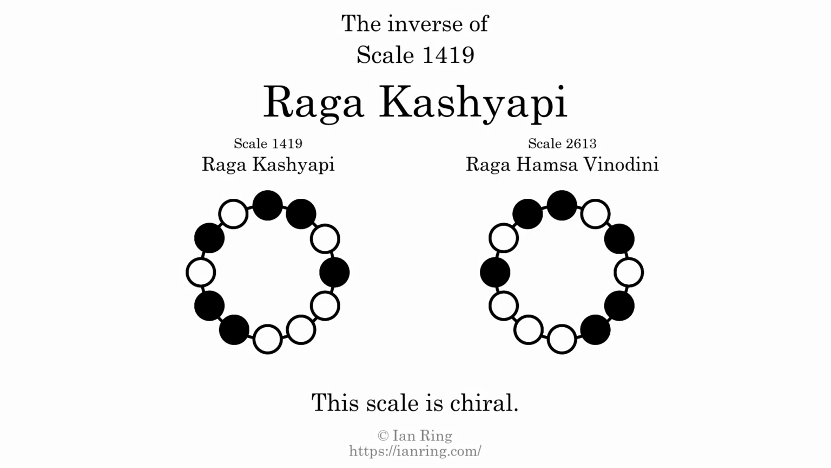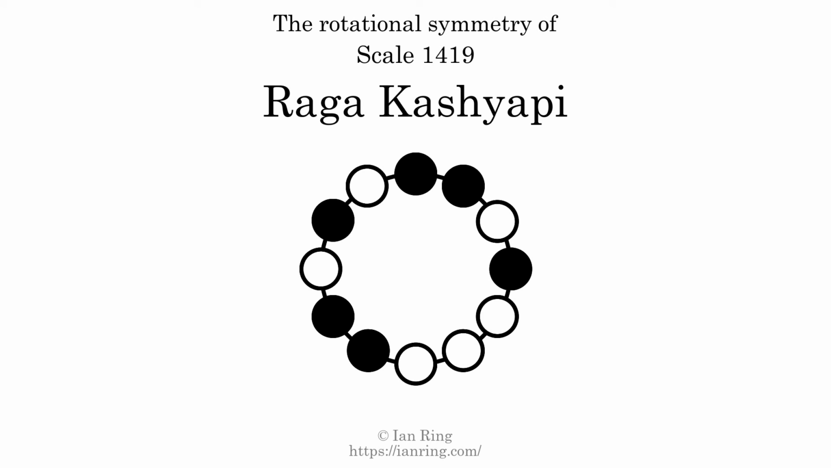The inverse of a scale is a mirror image. It is what you get when the sequence of intervals is reversed. The inverse of this scale is scale 2613, also known as Raga Kashyapi. This scale is chiral. It cannot transform into its inverse by rotational transformation. This scale has no rotational symmetry.